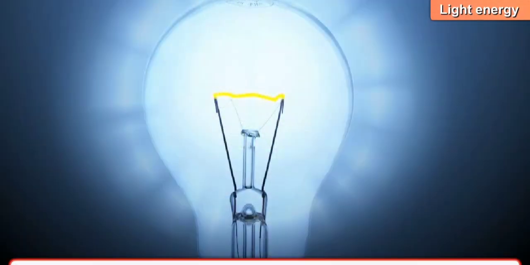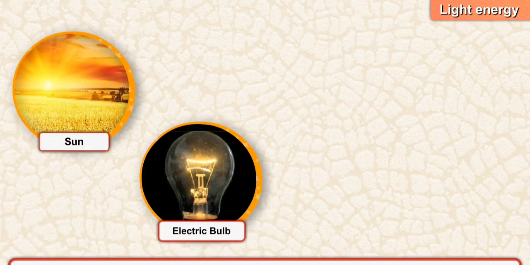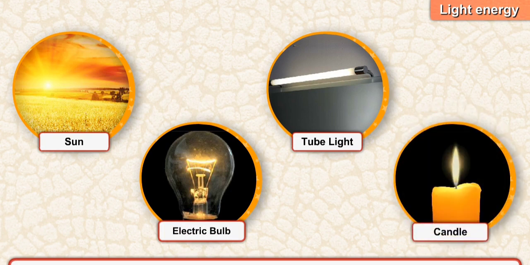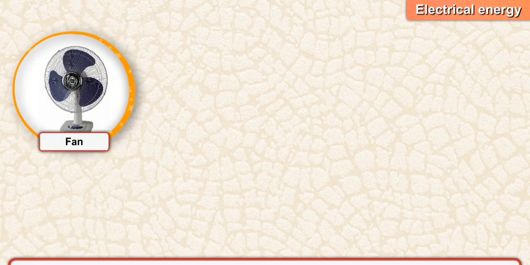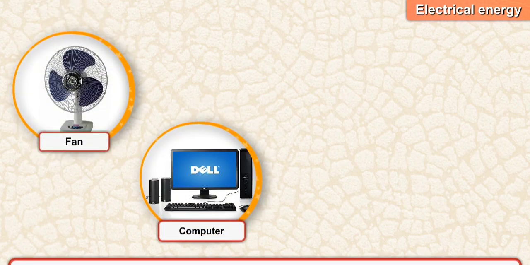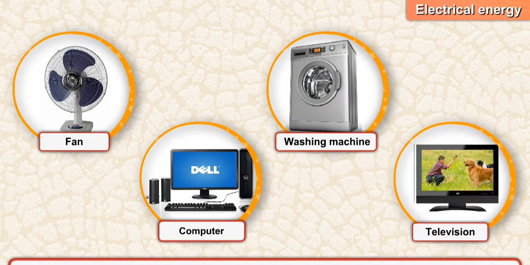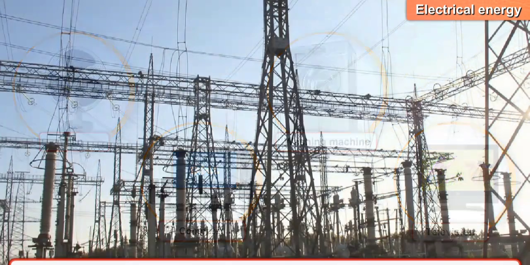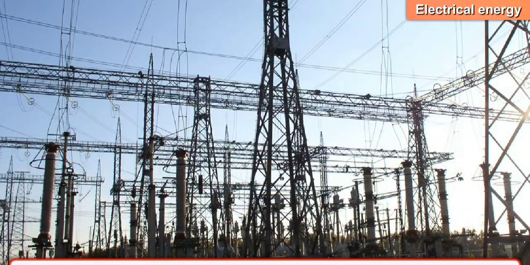Light energy. Light energy helps us to see things. Sun, electric bulb, tube light, and candle are some sources of light. Electrical energy. Appliances like fan, computer, washing machine, and television use electrical energy. Electricity is generated at power stations and supplied to our homes through wires.